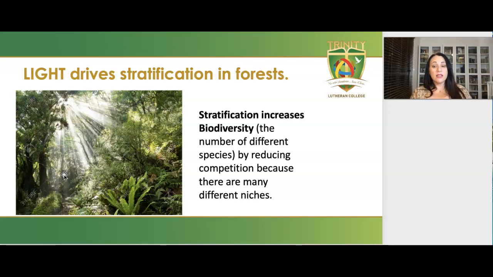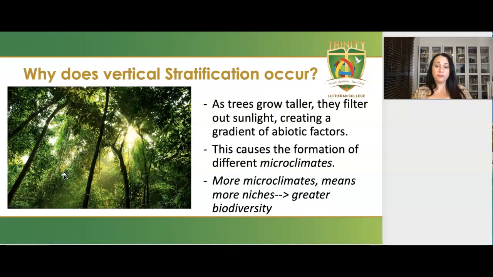It's that stratification that also increases biodiversity, which is the number of different species living in the area, because it reduces competition. As the trees grow taller, they filter out the sunlight, creating that gradient of abiotic factors. Very low humidity at the top to very high humidity at the bottom. Very high light at the top to very low light at the bottom. That then causes the formation of different microclimates. Different microclimates means different niches.